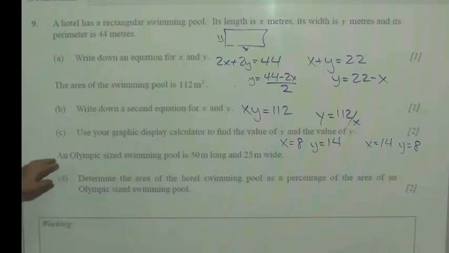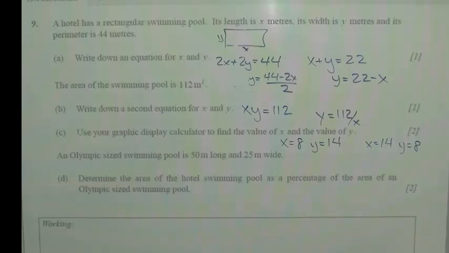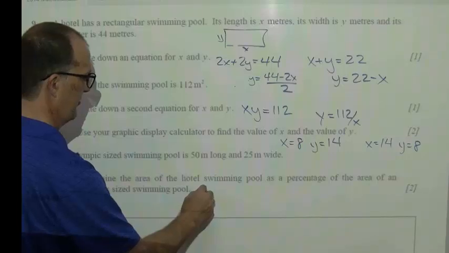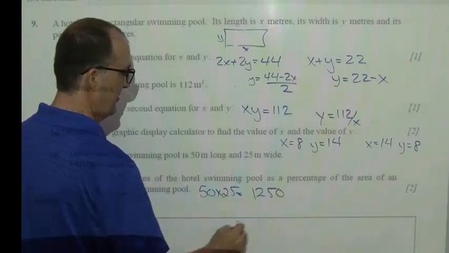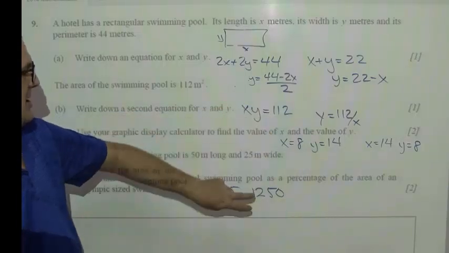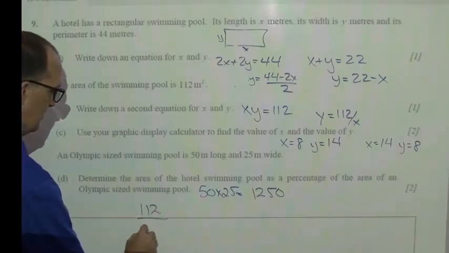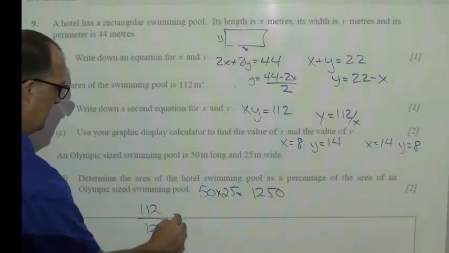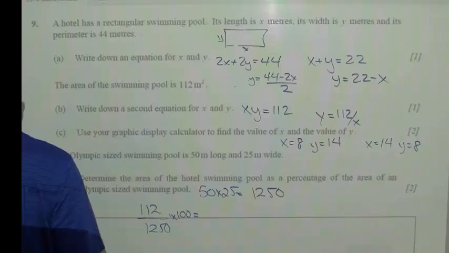So now to work out part D, first we read Olympic-sized swimming pool is 50 meters by 25. And then once you determine the area of the hotel swimming pool as a percentage of the area of the Olympic swimming pool, first thing we need to know is what is the area of the Olympic swimming pool. It's 1,250. And so you can think you have 112 square meters out of 1,250. And times that by 100 to convert it to the percent. And we get 8.96.